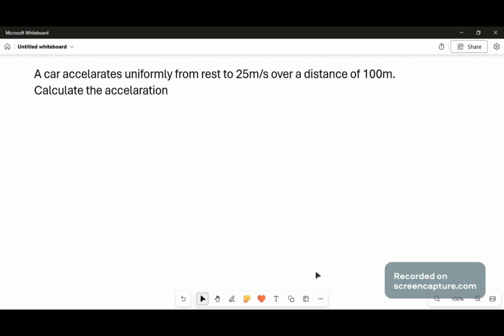In that case, first you have to note down the data given in the question with standard symbols while reading the question. We shall do like that. A car accelerates uniformly from rest. That means the initial velocity of the car is zero, and its speed or the velocity increases up to 25 meters per second. So the final velocity is 25 meters per second.